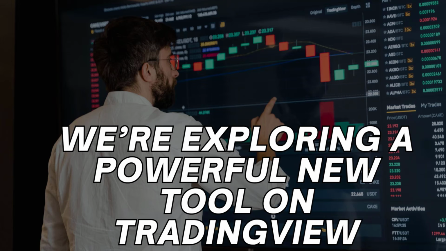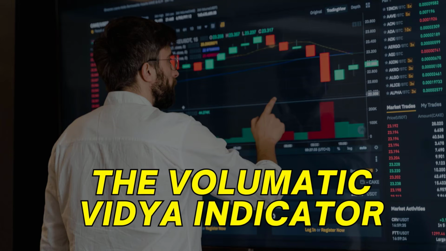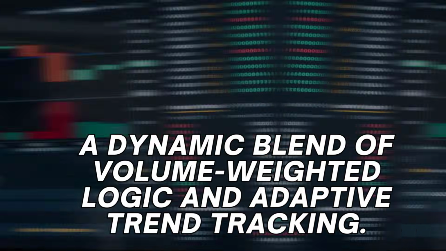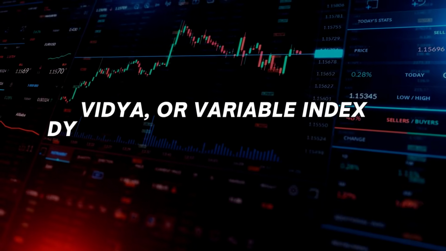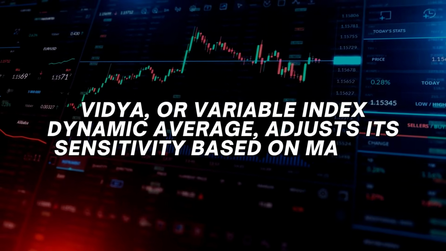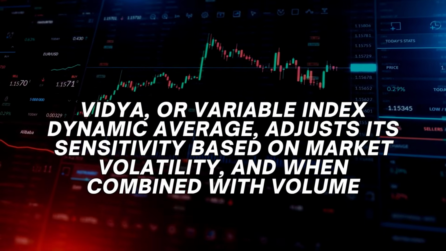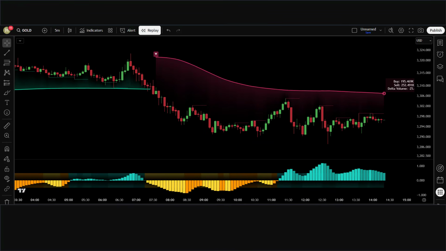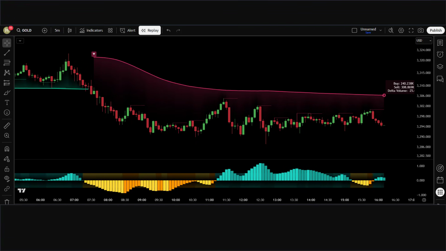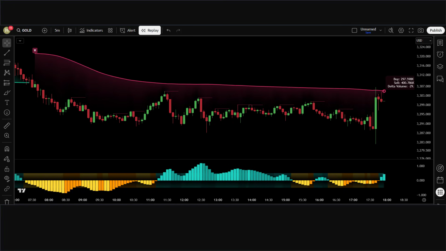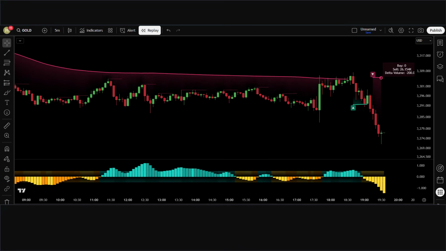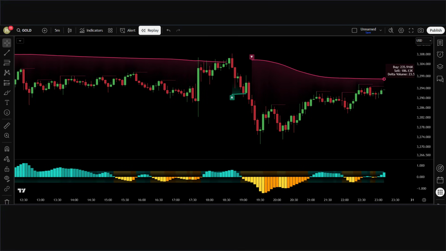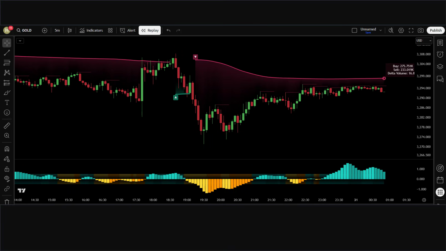Today, we're exploring a powerful new tool on TradingView, the Volumetric VDA indicator, a dynamic blend of volume-weighted logic and adaptive trend tracking. VDA, or Variable Index Dynamic Average, adjusts its sensitivity based on market volatility, and when combined with volume analysis, it becomes a next-level trend filter. The Volumetric VDA intelligently adapts to changing market conditions, helping you stay in trends longer and avoid whipsaws in choppy markets. You'll notice how it hugs price closely in low volatility zones and reacts swiftly during strong breakouts.